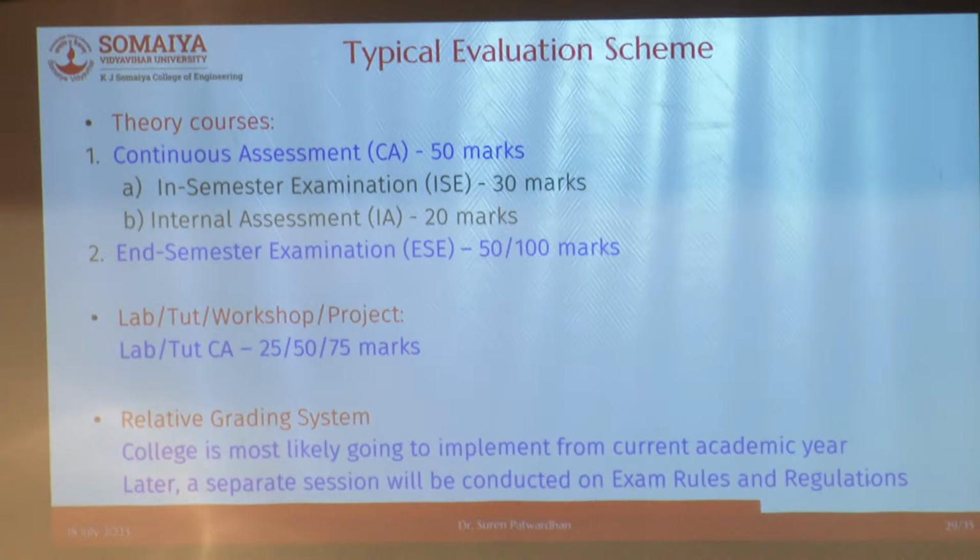And the end semester exam, that will be obviously at the end of the semester, of 50 or 100 marks, yet to be decided. But generally, maybe it will be 50 marks this time. And there will be another component which will be lab, tutorial or workshop. And in this year it will be project also. So it may be of 25 marks, 50 marks or 75 marks depending on the requirement of the course. So for example, mathematics, the tutorial will be of 25 marks. Say for example, chemistry and physics, it will be 50 marks, lab CA, right? And maybe Python programming, it will be of 75 marks.